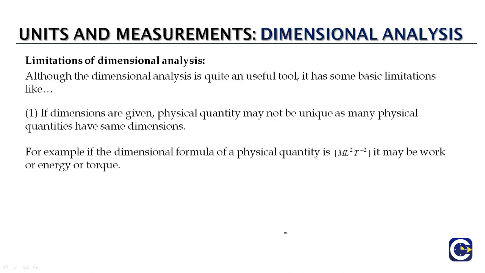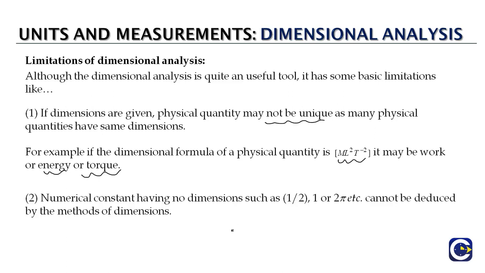The first limitation is that the dimensions themselves are not unique. For example, if we are given a dimensional formula ML^2T^-2, this may be referring to work and it may be referring to torque. So if we arrive at a dimensional formula in any derivation or calculation, we will not be able to conclude which physical quantity it is referring to, because the dimensional formula is not a unique quantity.